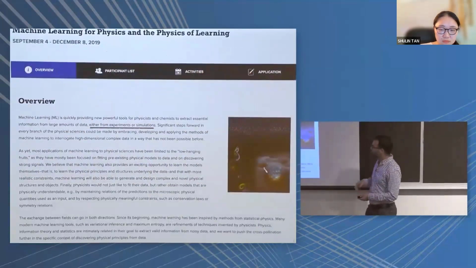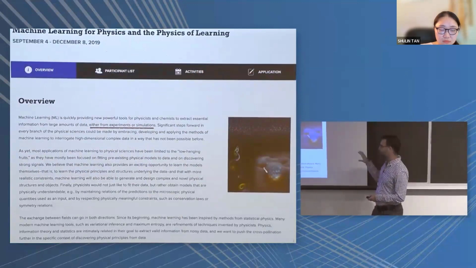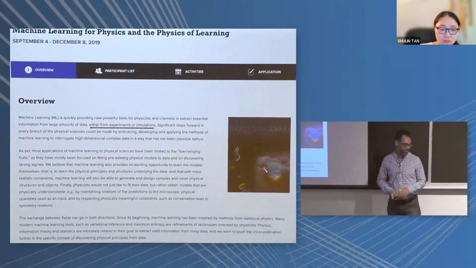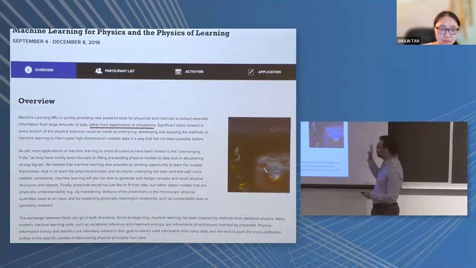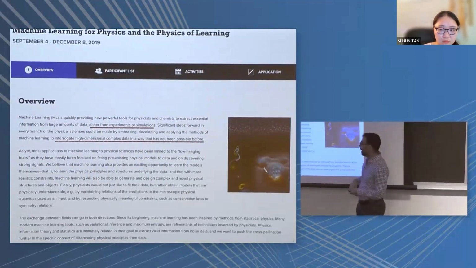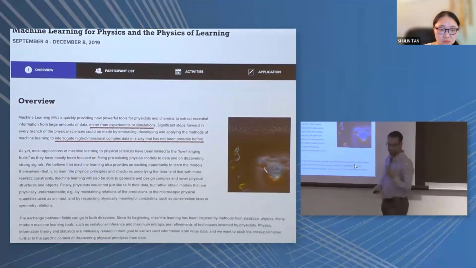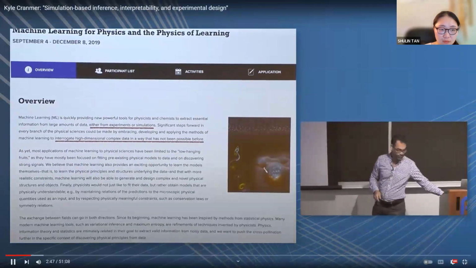Okay, so this is from the website for this long program, and I just wanted to highlight a few things. I did this in the last talk as well, and I like the overview a lot. It talks about using machine learning on data either from experiments or simulations. It's important to keep in mind that in some talks you have a simulator and you're trying to understand what's going on inside it, and other times you have real experimental data. It's easy to believe that machine learning is allowing us to interrogate high-dimensional complex data in ways that were not possible before. So that seems very natural.